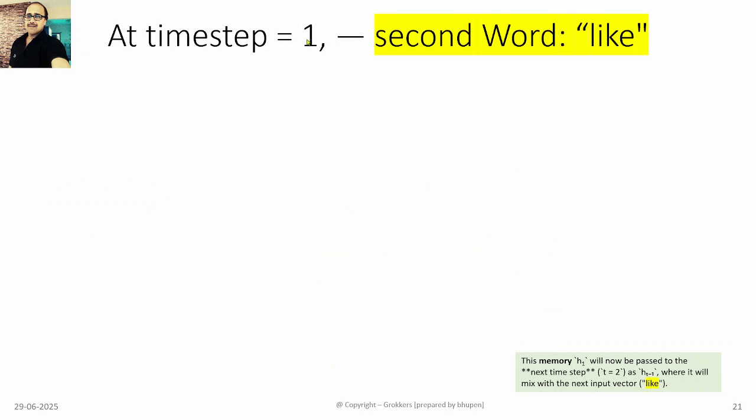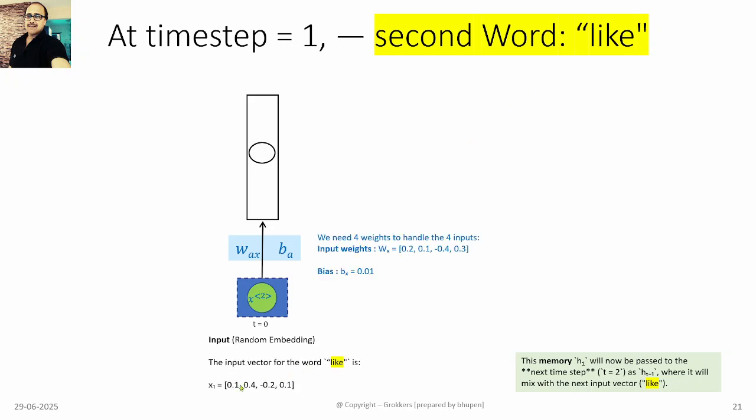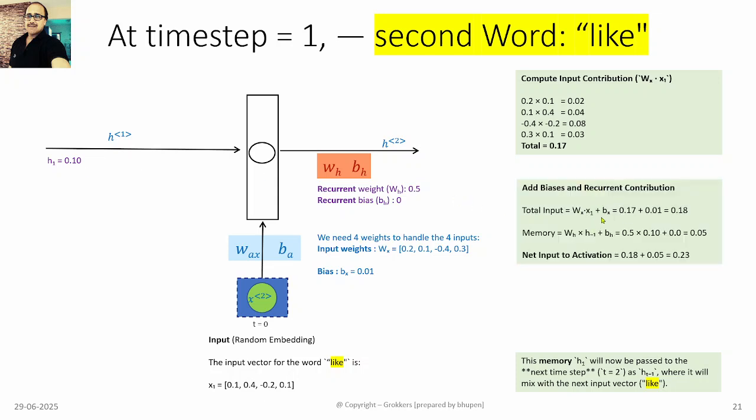For example, at time step 1, we will follow exactly the same process. The token is "like", and we have the embeddings for the word "like", and we will do the linear transformation like we did in the previous step. And also we will do the weighting of the hidden activation from the previous step, which is 0.10. That's the same step as before. Then we compute the net activation, and this will go to the next time step.